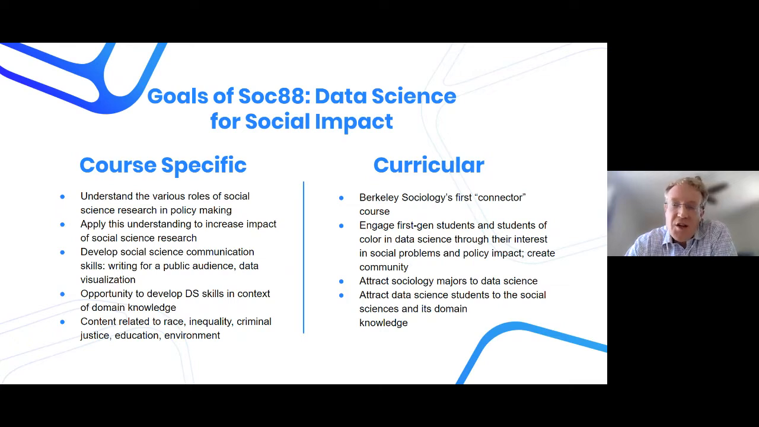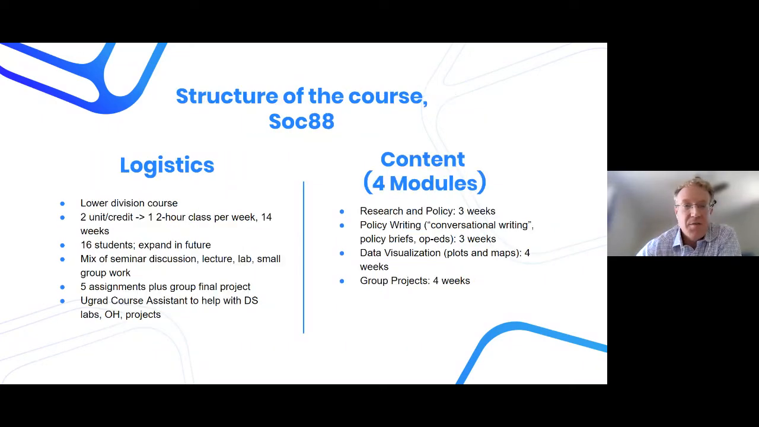Another goal is to engage first-gen students and students of color in data science through their interest in social problems and policy impact, and to start building a community around that to encourage those students to be more involved in data science, and to attract sociology majors to data science to show them what can be done with those tools, and also to attract data science students to the social sciences and its domain knowledge.